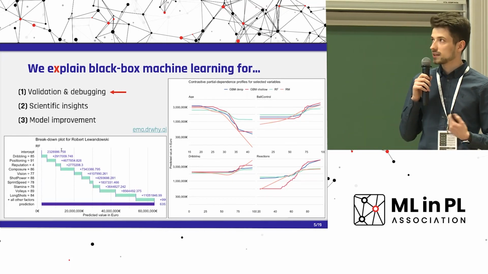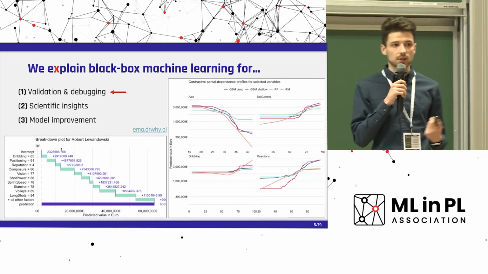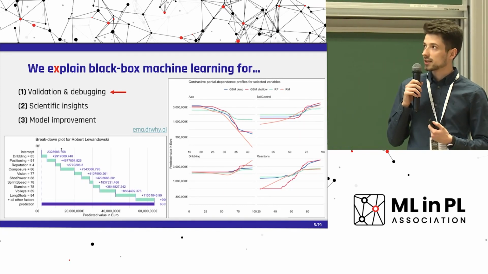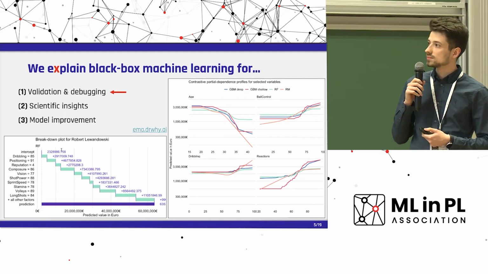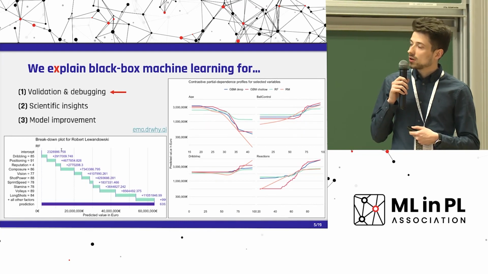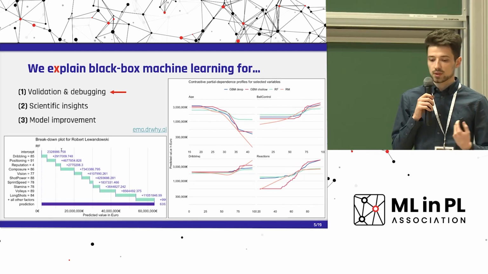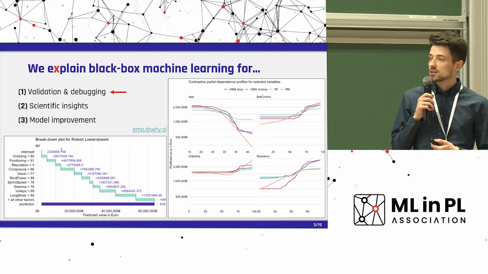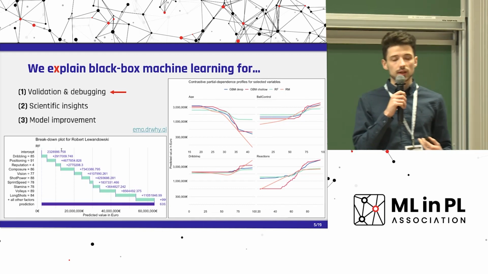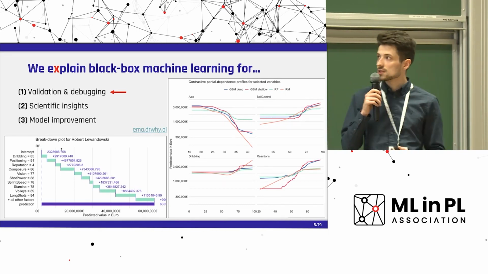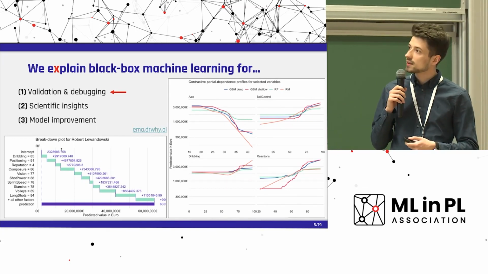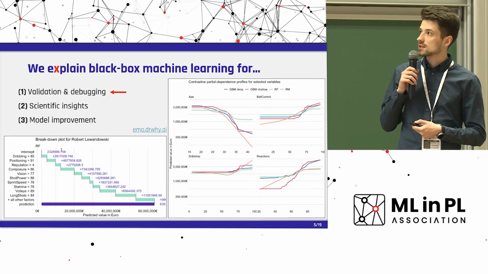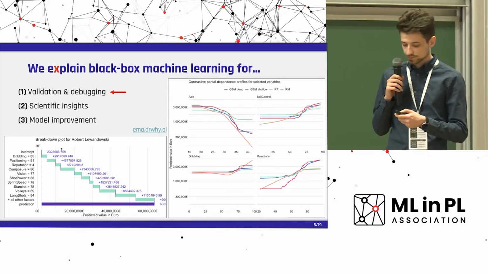Some might want to validate the model and debug the predictions, to see if a prediction is maybe wrong because the explanation gives an unintuitive estimation. We also use explanations for explanatory model analysis, for scientific insight. This is a process where someone creates a model and then tries to explain it to draw some conclusions about the correlations that are apparent in their data. And also we can improve our models. So this talk will focus on this first part of validation and debugging.